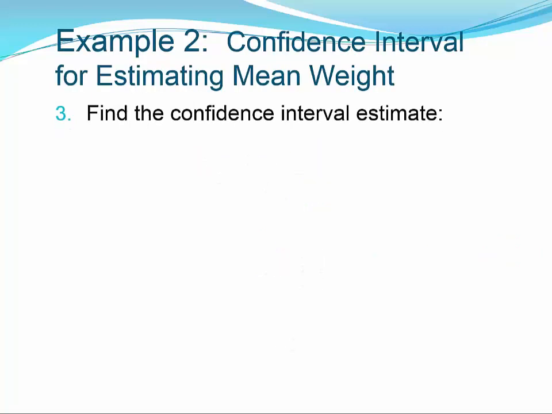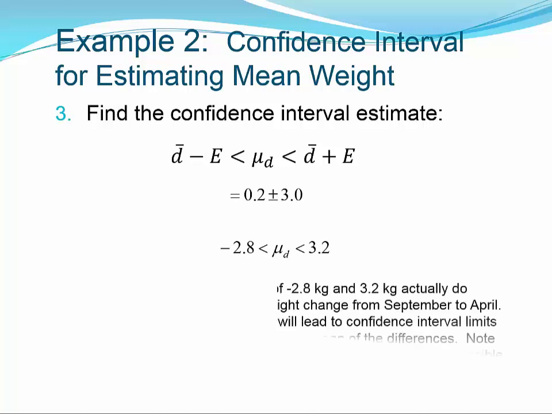So now let's set up the confidence interval in the correct form. D bar minus margin of error, D bar plus margin of error. So we have D bar, which is the average of the differences, is 0.2, and we're adding 3.0 and subtracting 3.0 from it. So we get an interval of negative 2.8 to 3.2.